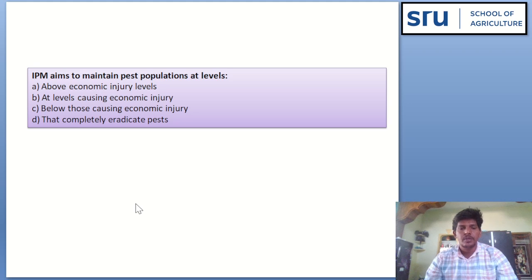IPM aims to maintain pest infestation level above economic injury level, at the level causing economic injury, below those causing economic injury, or completely eradicate the pest. IPM aims to maintain pest population at levels below those causing economic injury.